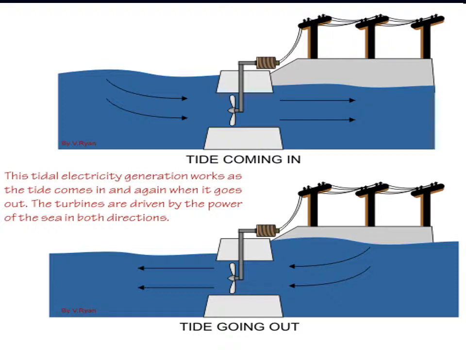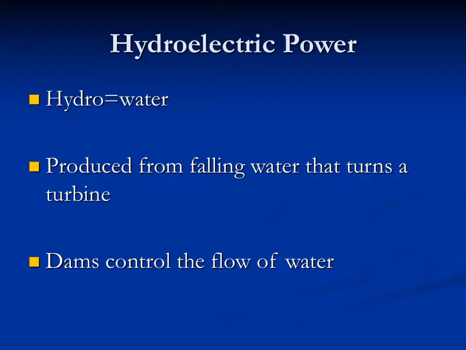So here's a diagram of tidal power. You've got the tide coming in, and the tide comes in and out again, and then those turbines are turned and driven by the power of the sea in both directions, which creates electricity, creates energy.